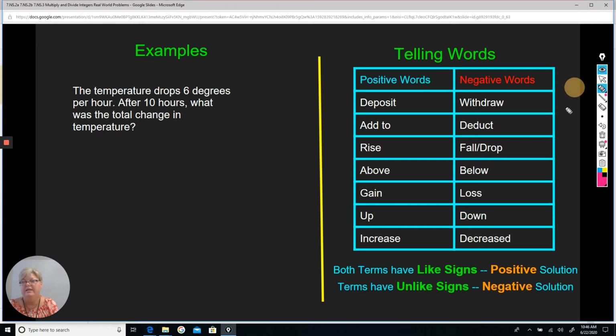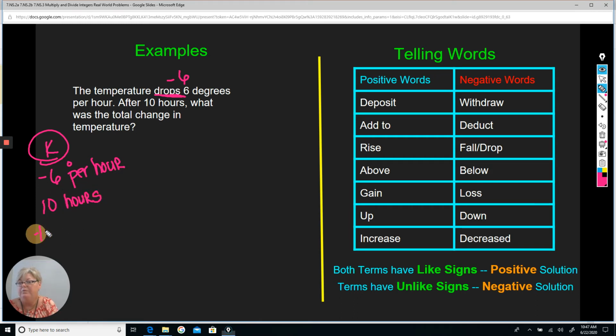And this is it right here. It says the temperature dropped 6 degrees per hour after 10 hours. What was the total change in the temperature? So my know on this would be, I know that it dropped 6 degrees per hour, and drop tells me that's going to be a -6, so -6 degrees per hour. So it dropped 6 degrees every hour. Okay. All right. What was the total change in temperature? And it had that for 10 hours. So for 10 hours.